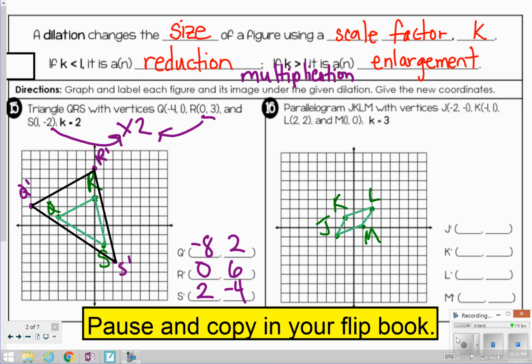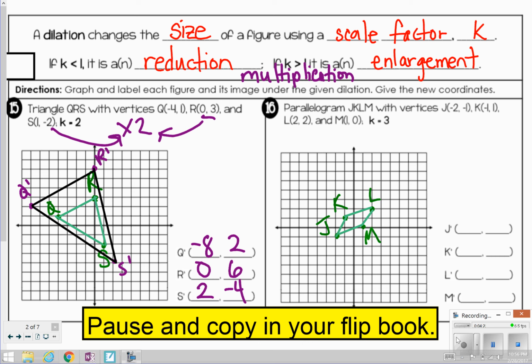As you can see, I've gone ahead and added our image shape of Q prime, R prime, S prime to our coordinate plane, and you can see that it got to be a larger triangle by multiplying it times 2. Let's look at our next one.